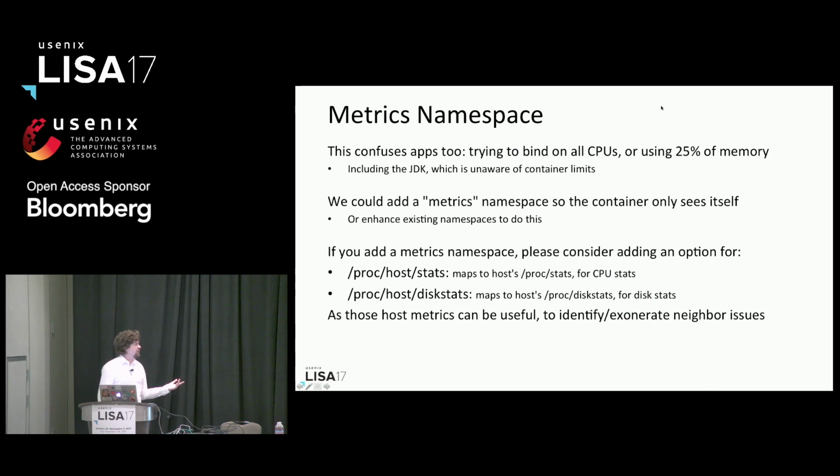One way to do that might be to create a metrics namespace. And this is just my idea. It may never happen, but a metrics namespace could have container versions of proc host stats, proc host disk stats, and so on, so that those tools like iostat would just naturally work.